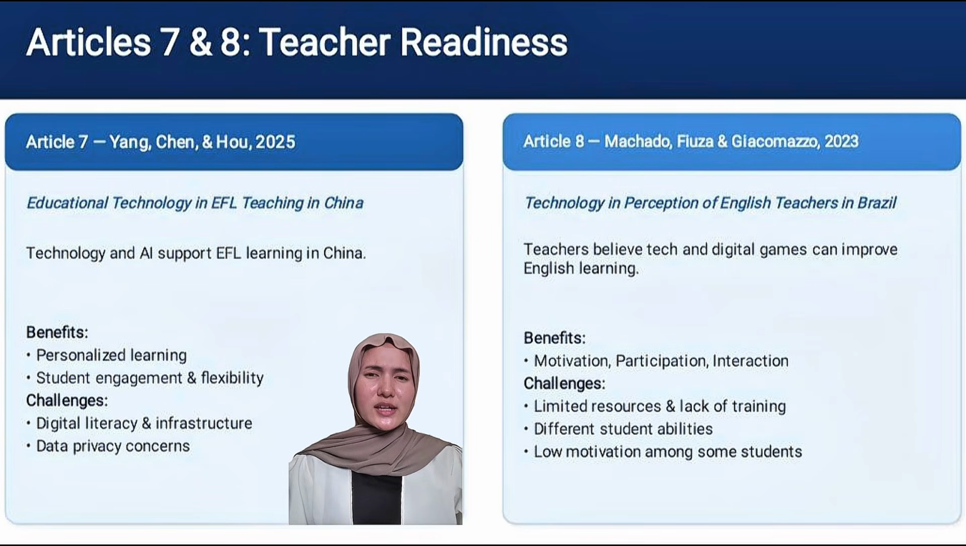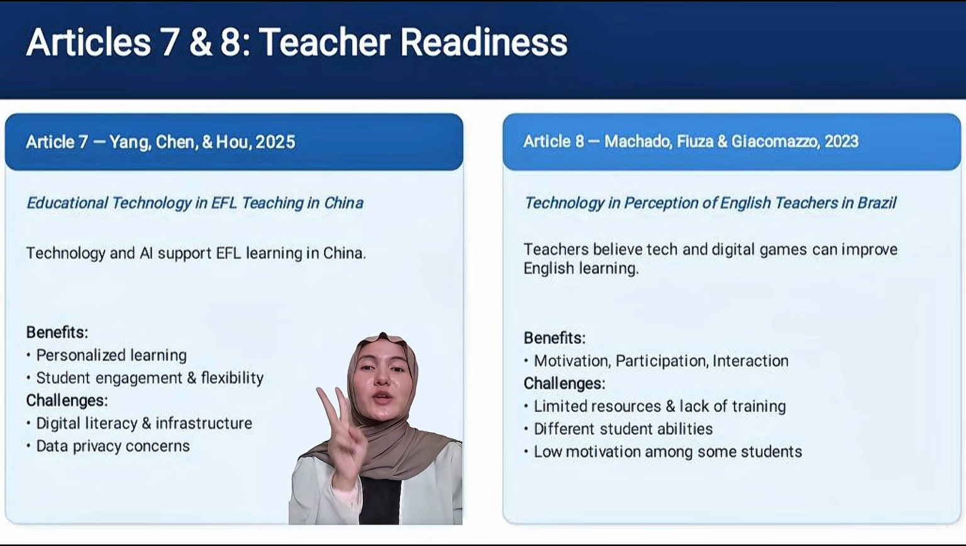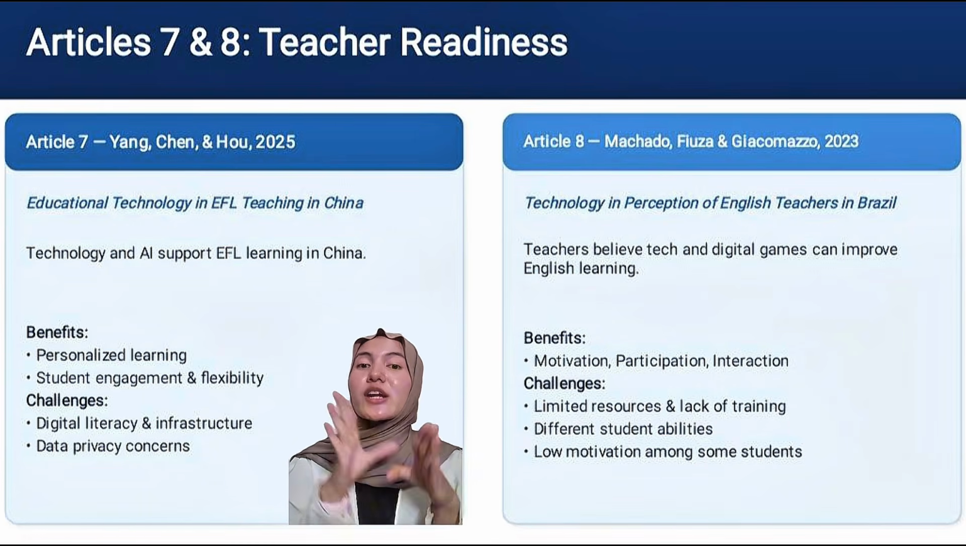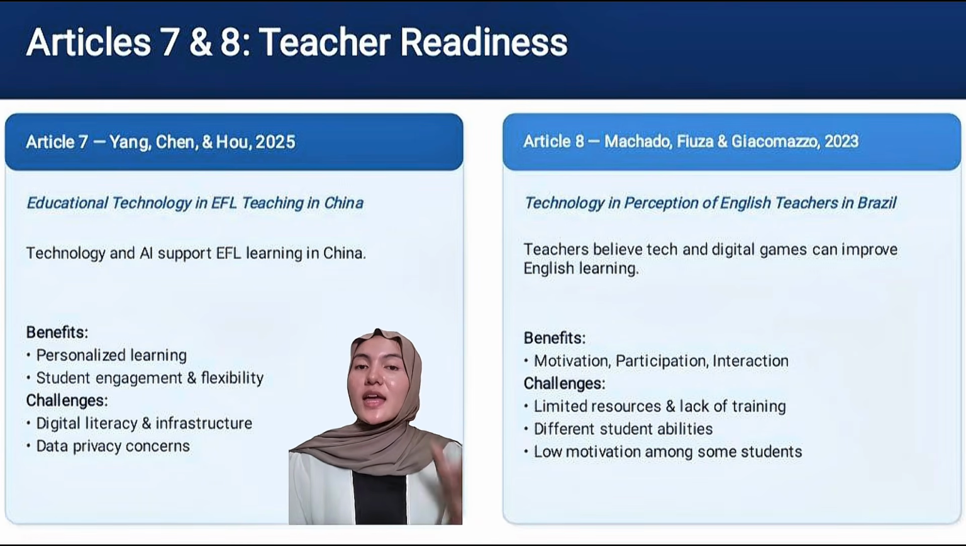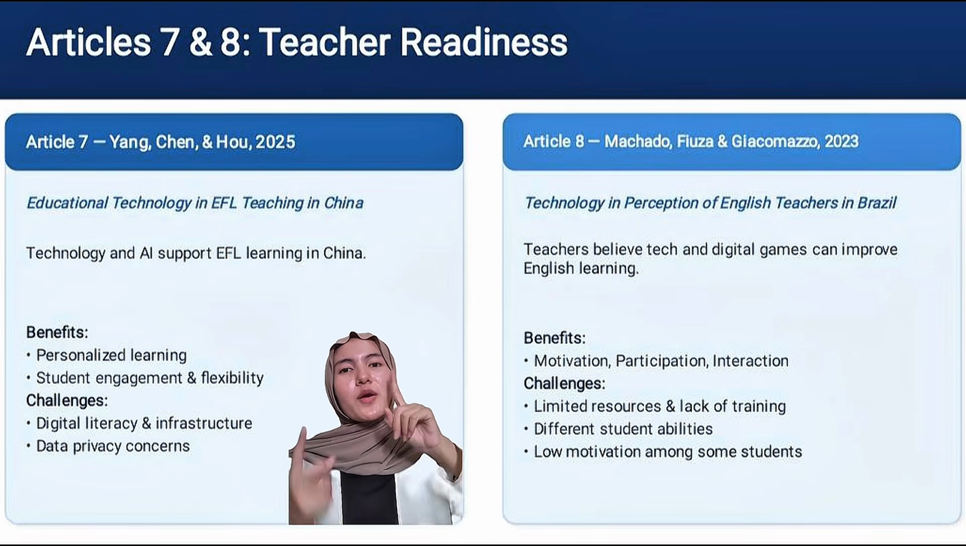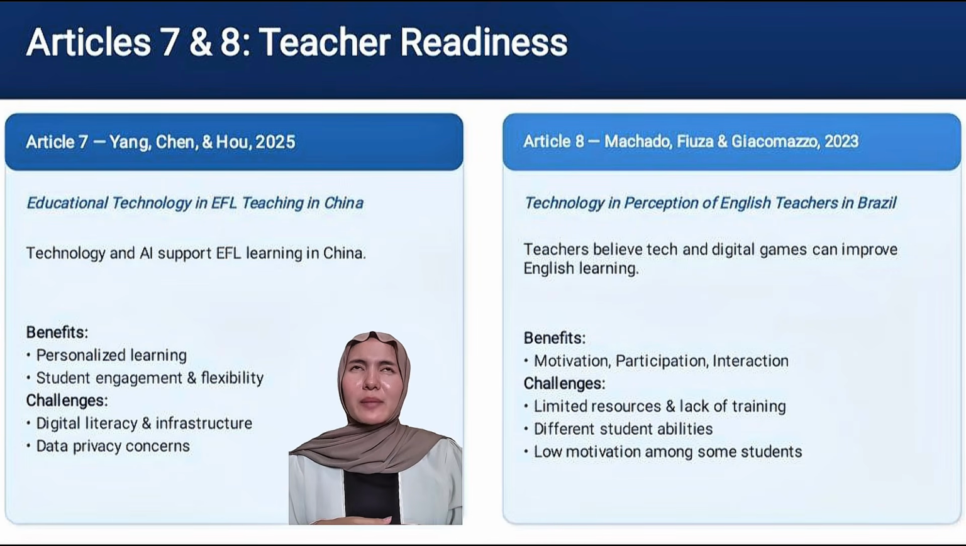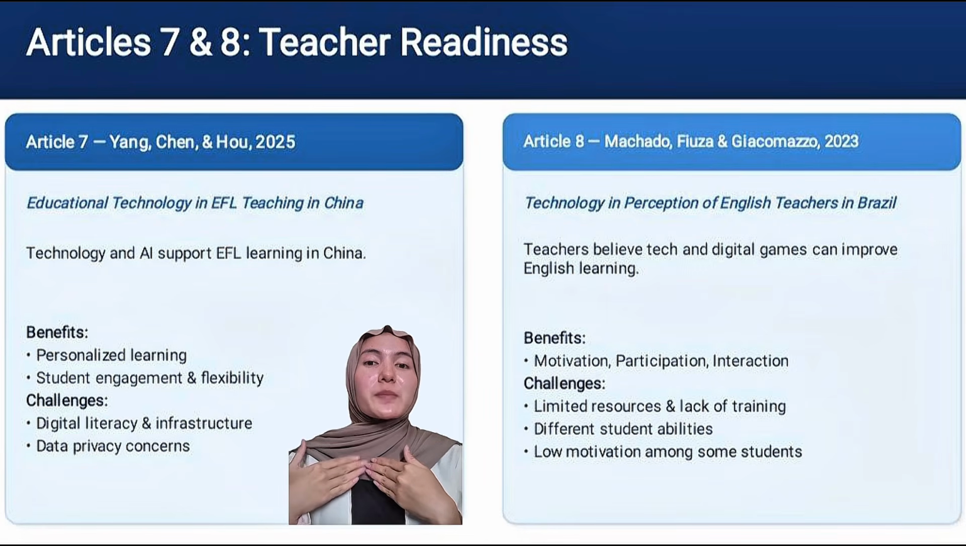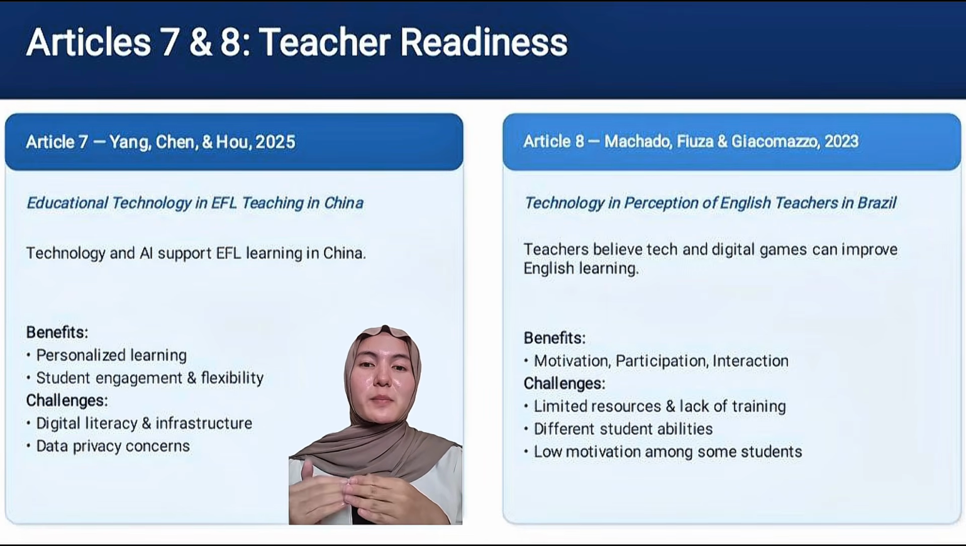The strength of this article is that it uses both quantitative and qualitative data, so the explanation is more complete. However, the weakness is that it only focuses on higher education in China. The eighth article is by Mercado, Fiuza, and Giocamezo, published in 2023. This article discusses English teachers' perceptions of technology in southern Brazil.